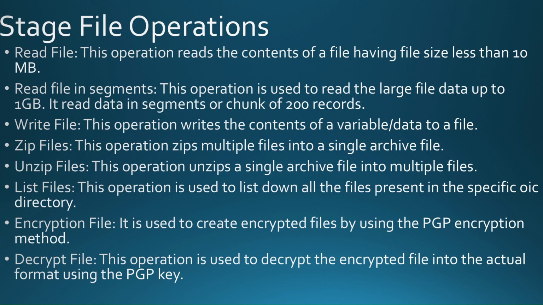Okay, and the next ones are encrypt file and decrypt file. By using this operation, you can encrypt the file to secure the customer data. So whenever you are fetching any data from the SFTP location, you can use the PGP encryption method and decryption method. We can discuss that in the next calls. So we are making the customer data secure by using the encryption and decryption methods.